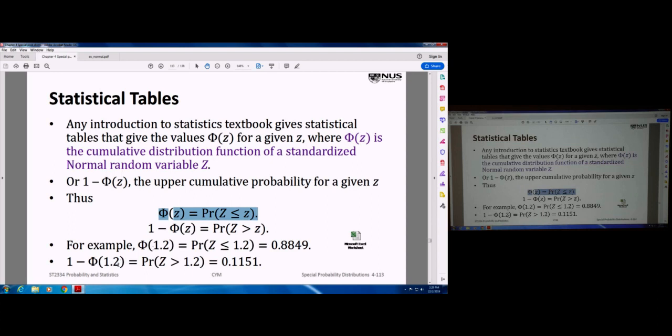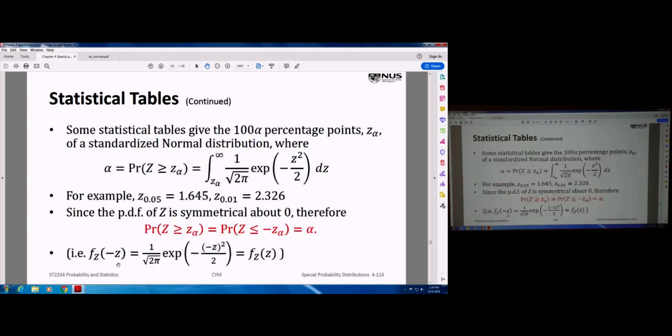Similarly, 1 minus phi of 1.2 is the probability that Z is strictly bigger than 1.2, which is the area to the right of the point 1.2. You can find these in tables. Like I say, these days you actually use the computer.